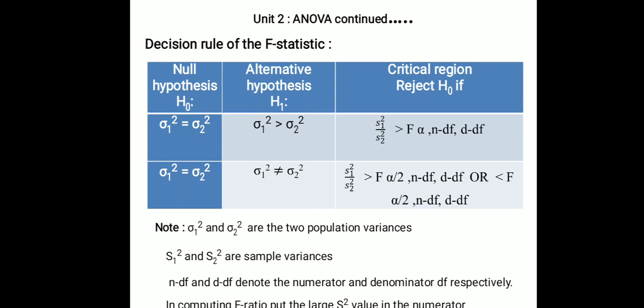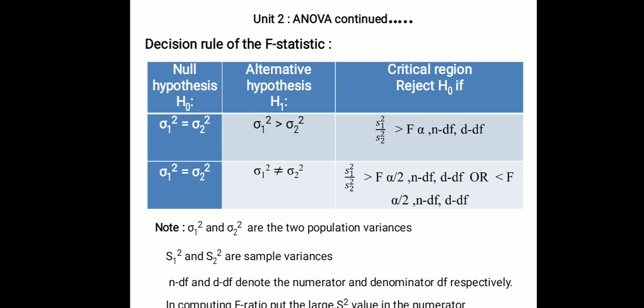The null hypothesis H naught: sigma 1 squared equal to sigma 2 squared. Then the alternative hypothesis: sigma 1 squared is greater than sigma 2 squared. Then the critical region: if the calculated ratio is greater than the critical value of F, then we reject the null hypothesis. Similarly, in case of sigma 1 squared equal to sigma 2 squared, the alternative hypothesis is sigma 1 squared not equal to sigma 2 squared. The first one is the one-sided hypothesis, the second is the two-sided hypothesis.